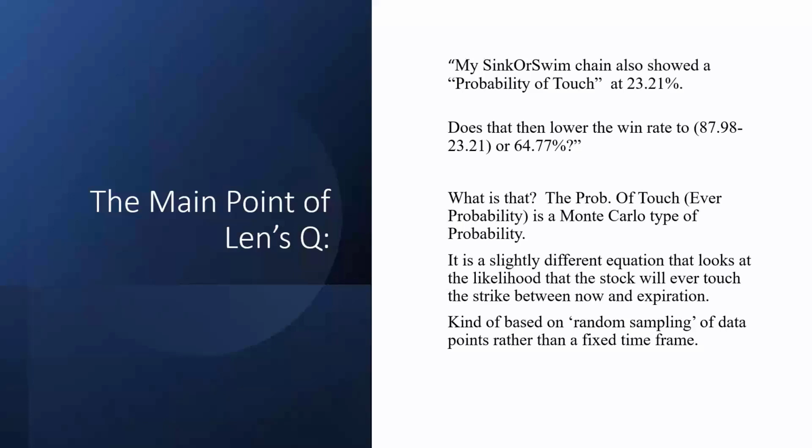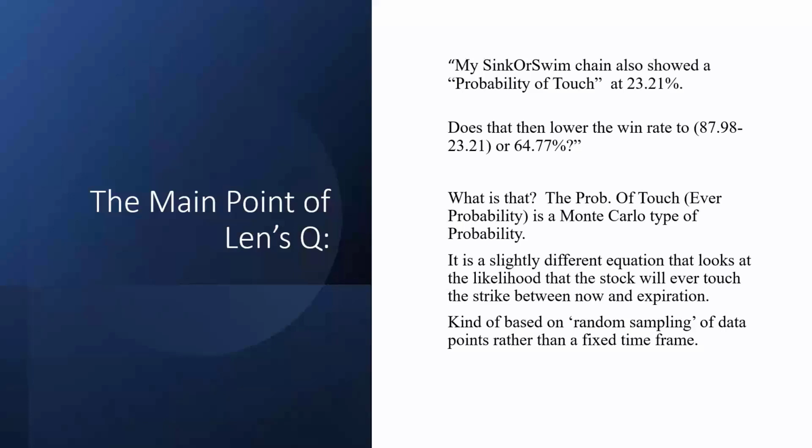This is why I chuckled. He said, my Thinkorswim chain also showed a probability of touch of 23.21%. Now we saw that the probability above that short put strike price in his equation was 87.98%. 88% probability the stock would be above that 70 put strike on MU, and the bull put credit spread would expire worthless. But now he's seeing this probability of touch of 23.21. And he wanted to know, does that lower the win rate from 87.98 minus 23.21 to only a projected win rate of 64.7%? Well, what are we talking about here?